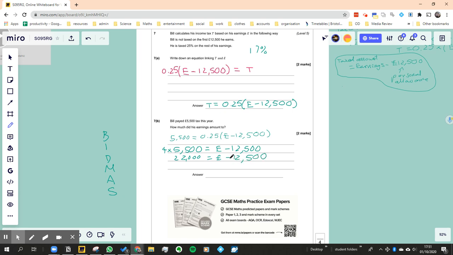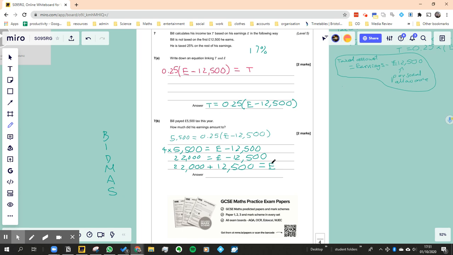So now to work out what the earnings are, I'm going to have to add the personal allowance back into it. If we think about it just in terms of algebra, I'm going to add 12,500 to both sides. So the original 22,000 add 12,500 is what his earnings must be. It's what E is.